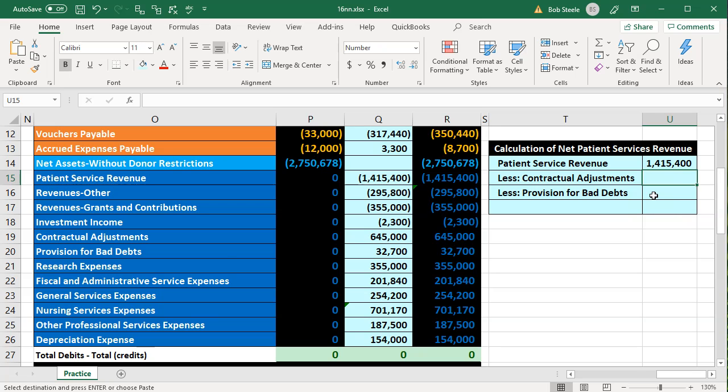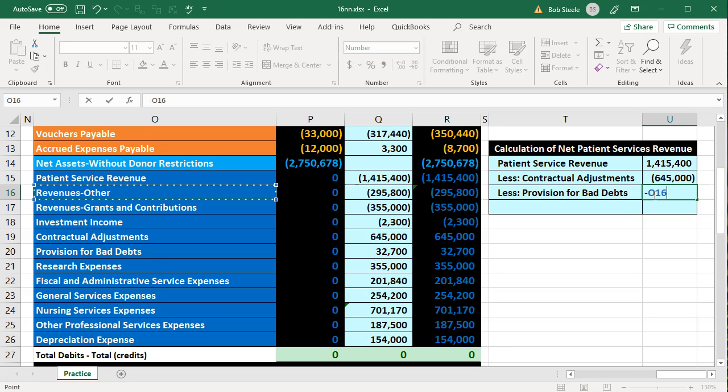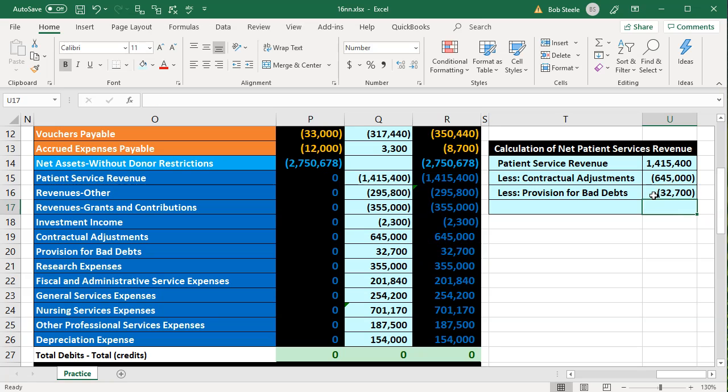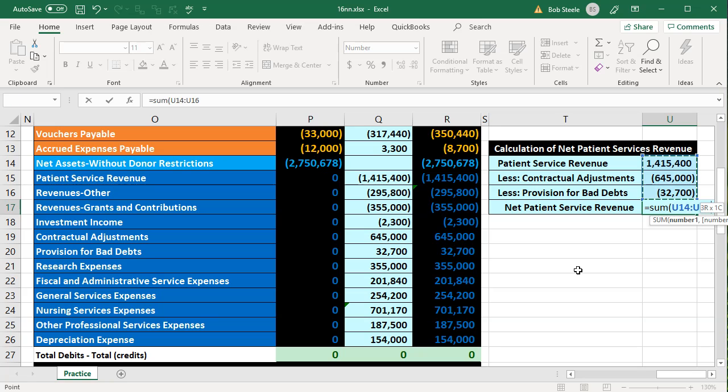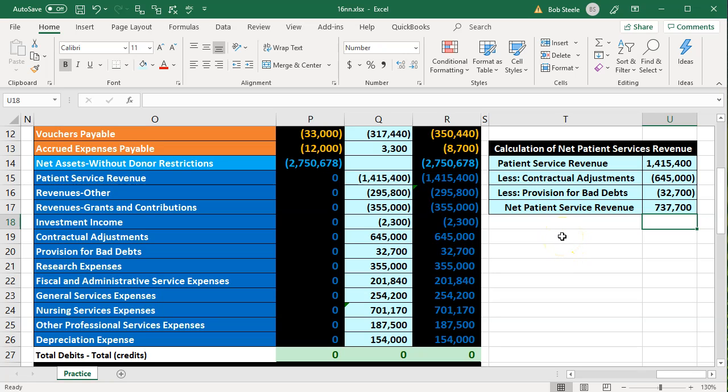So I'm going to flip the sign and say negative of the contractual adjustments, and then negative of the provisions for bad debts. So those are going to be, you could think of them kind of like contra revenue accounts in a way, because this is going to be getting to the net patient service revenue. This is not net income, obviously. The net patient service revenue, I'm going to use the trusty sum formula, which will subtract these because we put this in as a positive, these two as negatives. Therefore, we get to the $737,700. So that's going to be the calculation of the net patient service revenue.